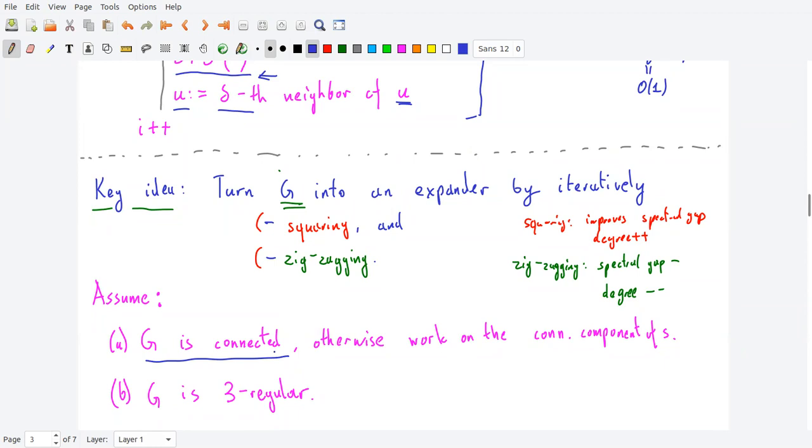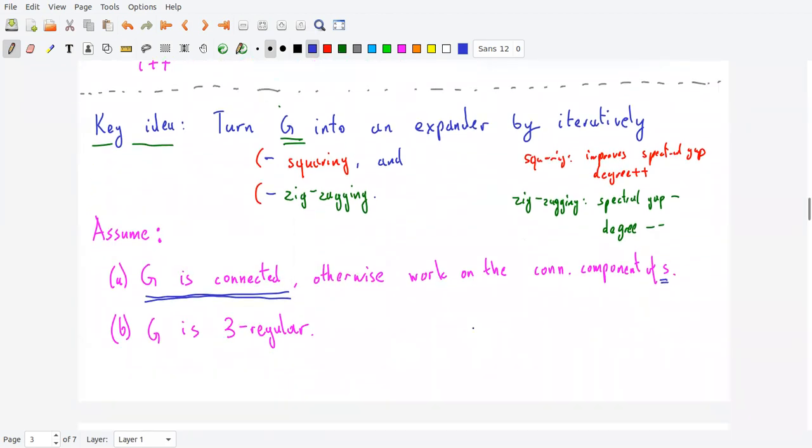Yeah, but for the purpose of the whole spectral analysis, I will assume that G is connected. So in other words, I restrict my attention to the connected component of S. And second, I will assume that the graph is three-regular. So it already has bounded degree, and in particular, it has all the degrees bounded by 3.